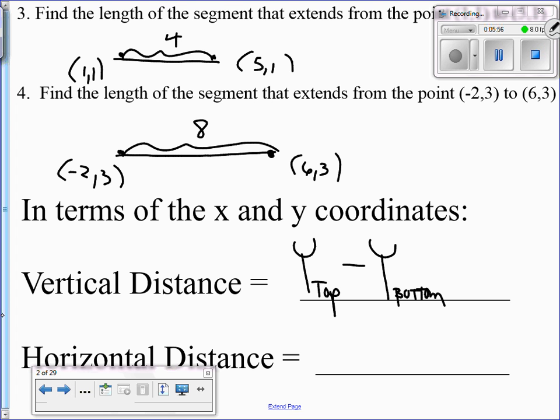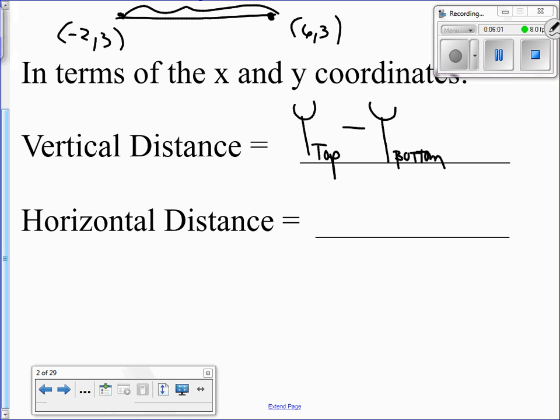Now, if you've got a horizontal segment and you've got to find its length, you don't use the y coordinates. They're going to be the same. How do you do it? You take the x coordinate of the point on the right, and you subtract the x coordinate of the point on the left. It's so important that you really get that. So if you don't get that, go home tonight and plot points until you see it. Because I'm going to use that over and over again this week and next week.